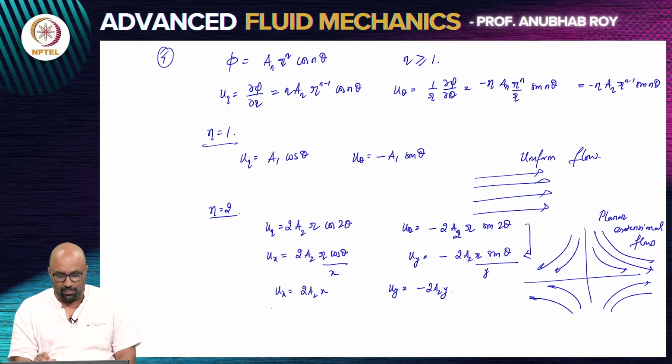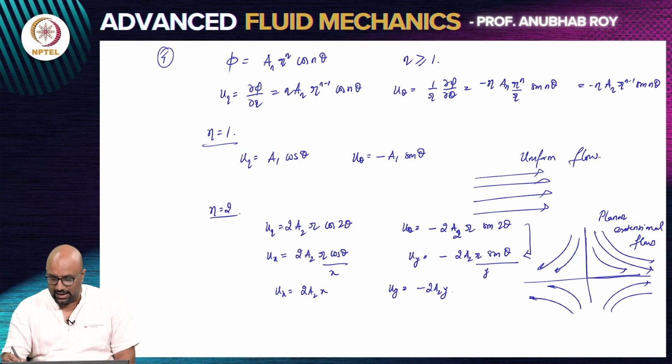So, now you have a flow profile which is a little more interesting. You have a U_x which is varying with x, U_y which is varying with y, and what you have now is this planar extension, but derived from the cylindrical coordinate system. Now, you can get more interested and ask what happens if n was more than 2. We do not have time to go through all values of n, but you can start guessing what is going on.